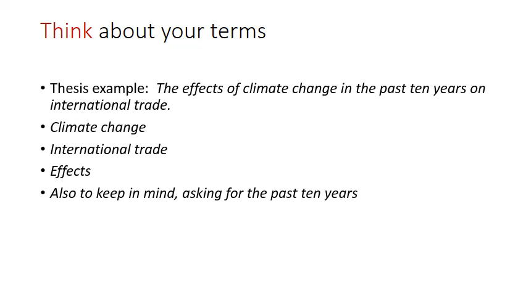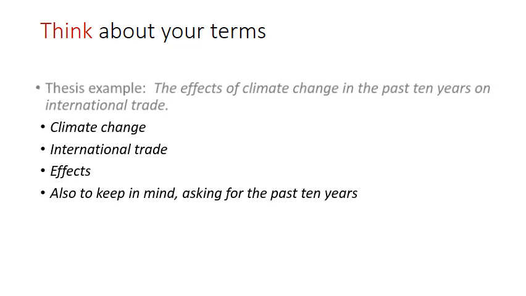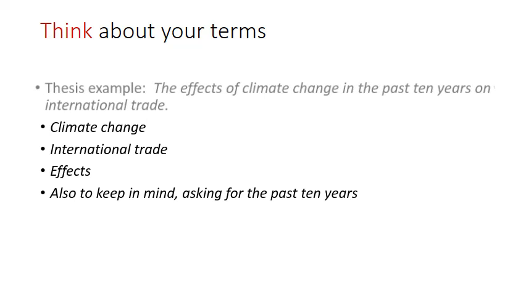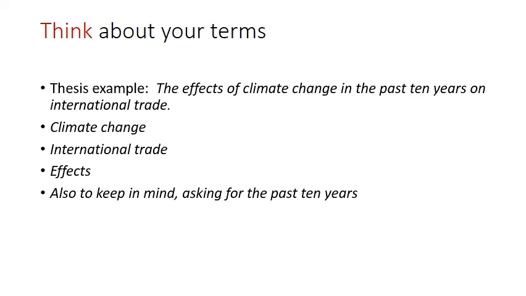When we think about our search terms, we might have an example like the effects of climate change in the past 10 years on international trade. What are the search terms that we'll use out of here? We use climate change, international trade, and effects. But we will skip the words like of and the and in, because they're just going to look for the wrong things. Also keep in mind we're looking for the last 10 years, and we'll talk about how to use a limiter later.